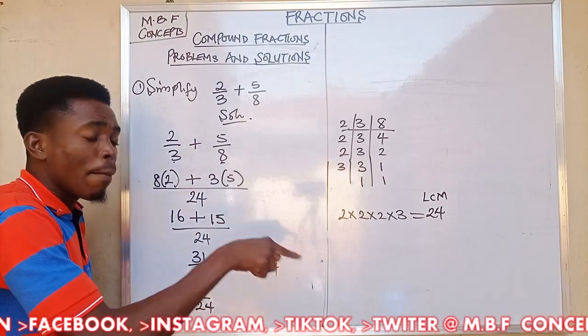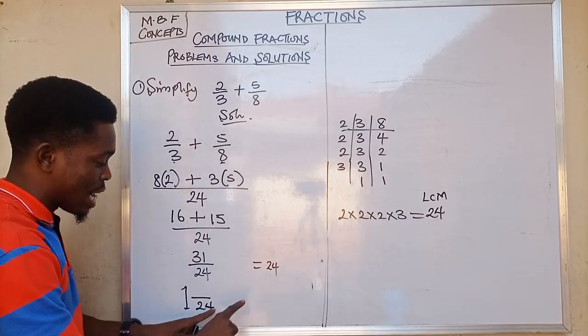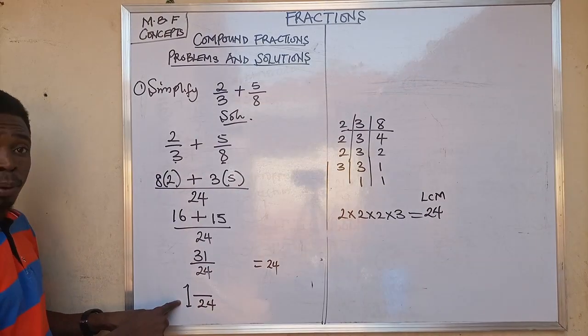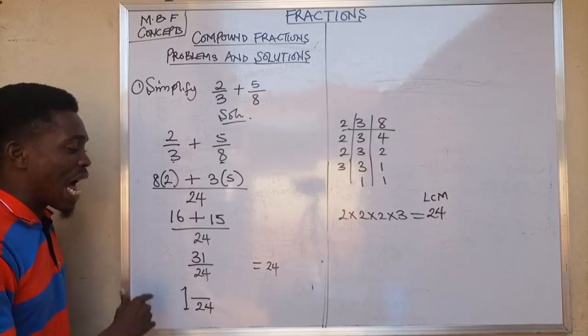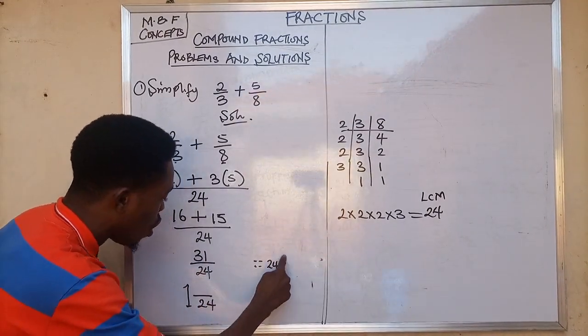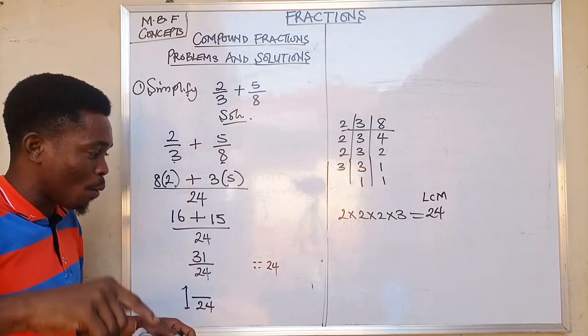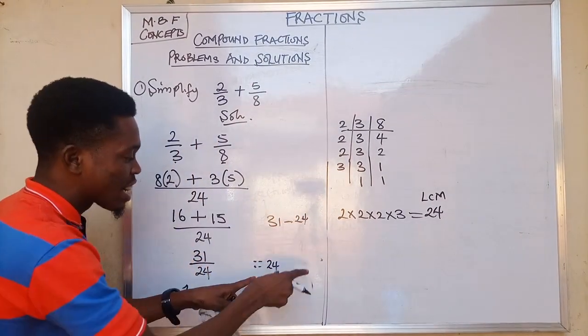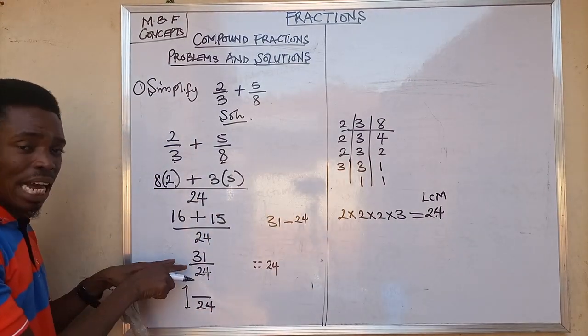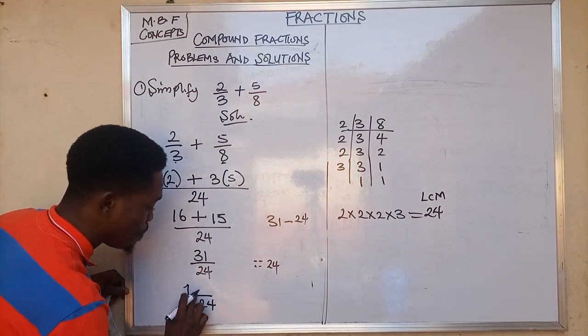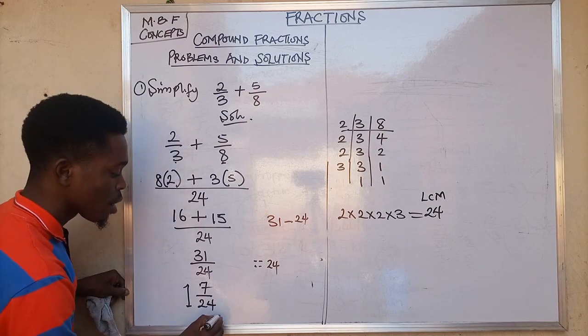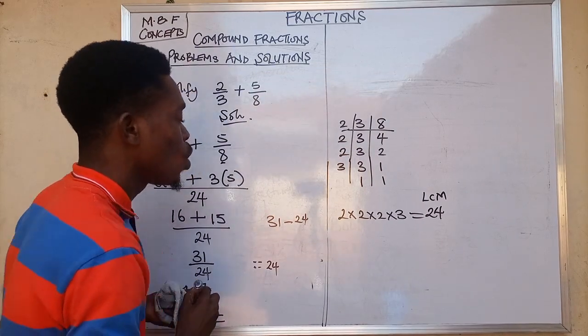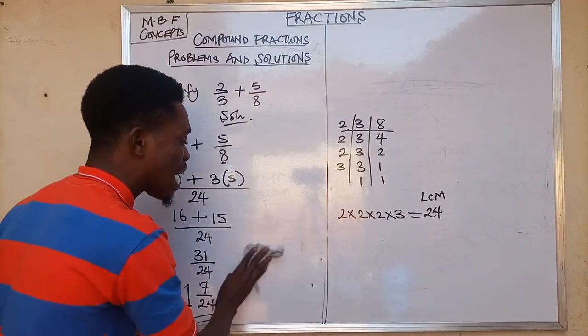So now, what will become our new numerator? This is the essence why we multiply 24, which is the denominator, by the whole number, and then remove the outcome from the existing numerator. So we are now going to have 31 minus 24. When we remove 24 from 31, guys, the new numerator would have become 7. This is the answer to this particular question.